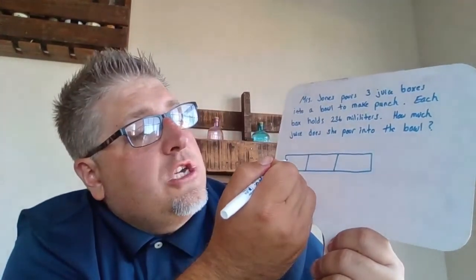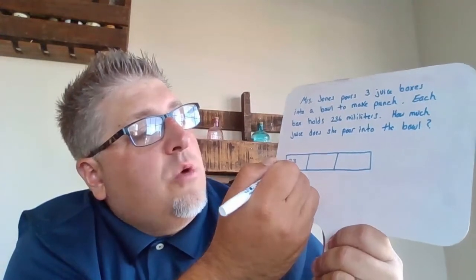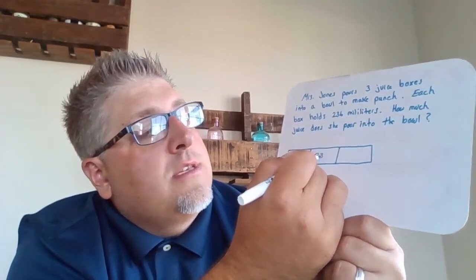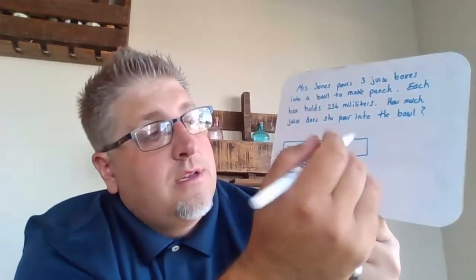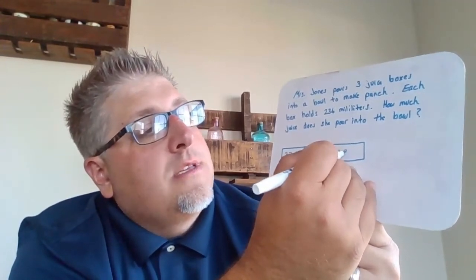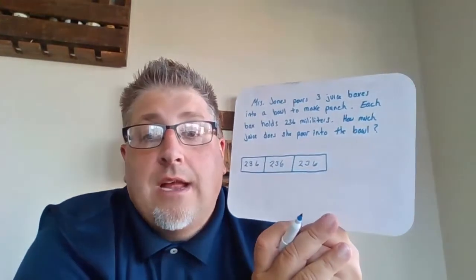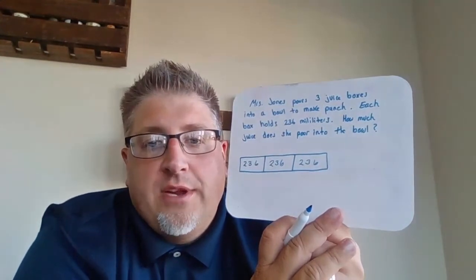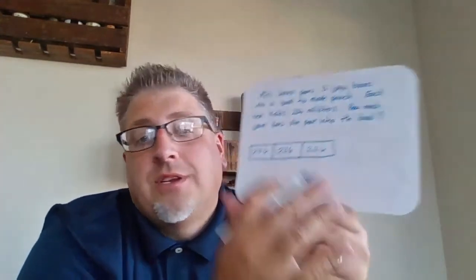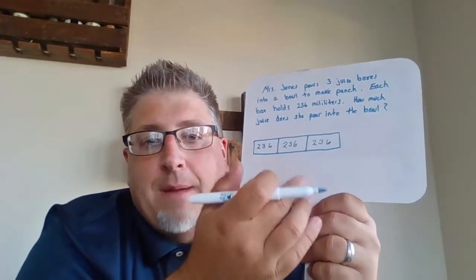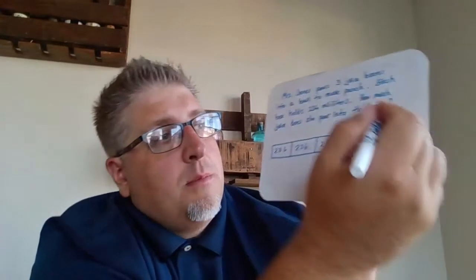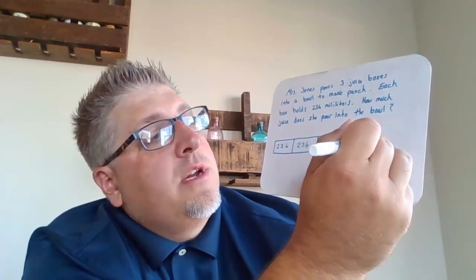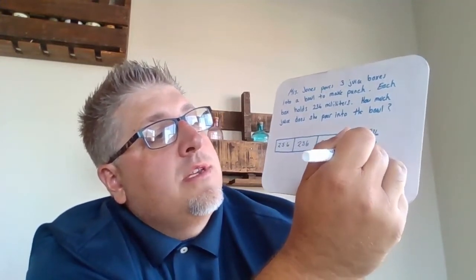So we know in each box there's 236 for box number 1, 236 in the second box, and 236 in the third box. That's how many juice boxes she has. They want to know what she has total. So we're going to add 236 plus 236 plus 236. Some of us might attack it by multiplying 236 by 3, but what I'm going to do is go 236 plus 236 plus 236.